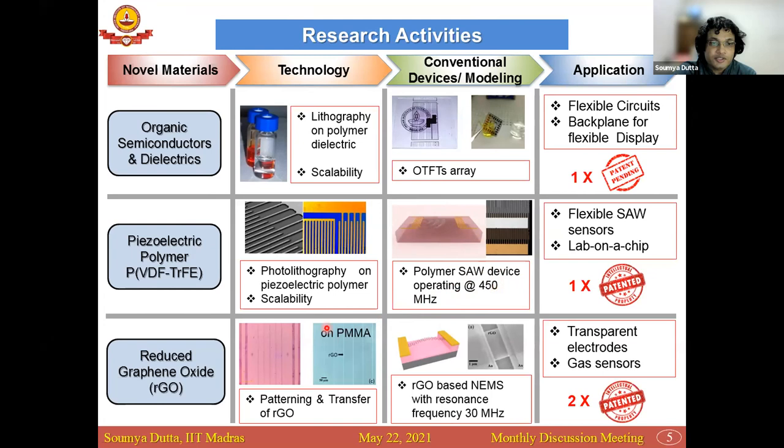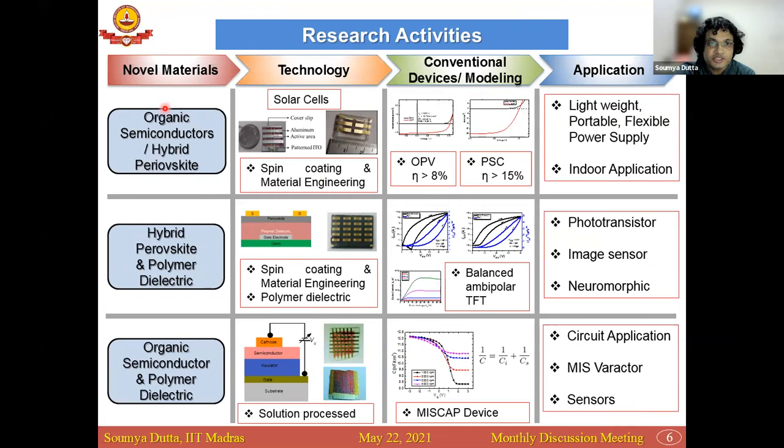We also use reduced graphene oxide, which is very well known as a graphene derivative. We try to make a resonator device out of that. It has some vibration, and we can use it for sensors and so on. We work on solar cells using organic semiconductors and perovskite. We also use perovskite and other organic materials for transistors, some neuromorphic applications, and other devices. So basically, materials to technology to get conventional devices.